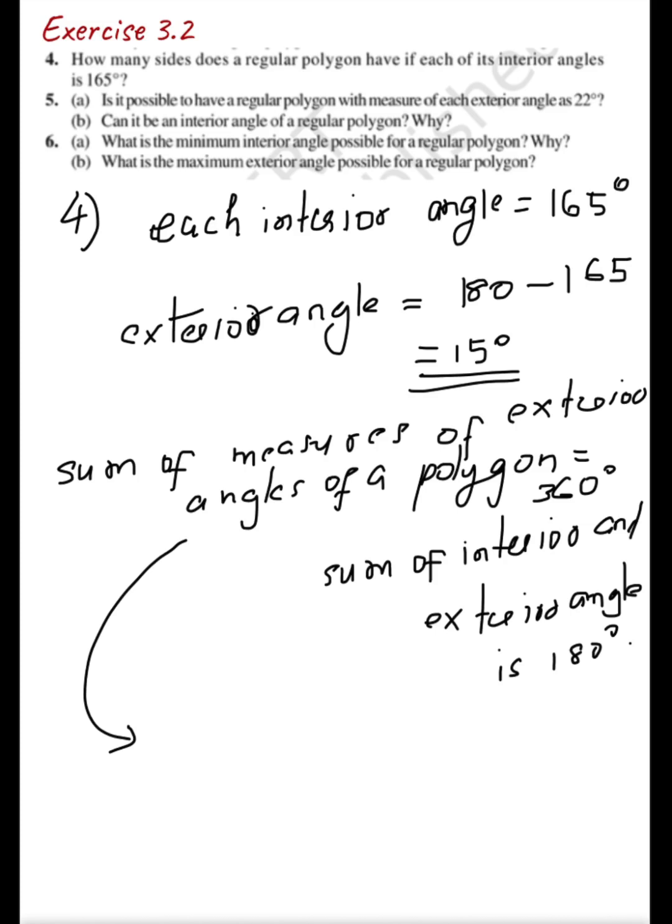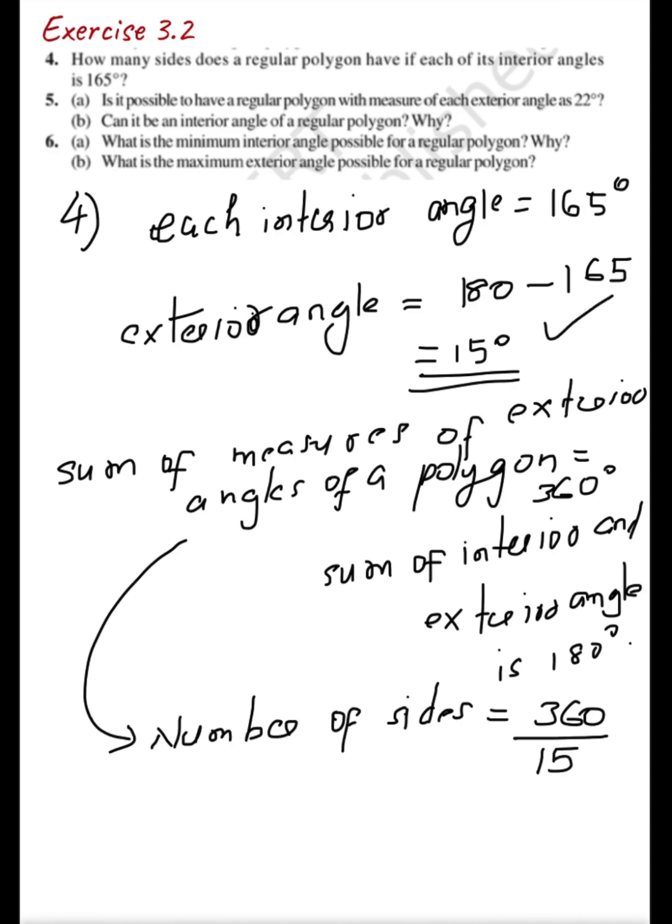So in order to find the number of sides, you know the total sum of exterior angles is 360 degrees. If you divide it by each exterior angle, which is 15 degrees, that we have already found, then you will get the number of sides. Both the number of sides and the number of exterior angles are the same, as I have already told. So to find the number of sides, you can just divide 360, which is the total sum of exterior angles, by the measure of each exterior angle, which is 15.